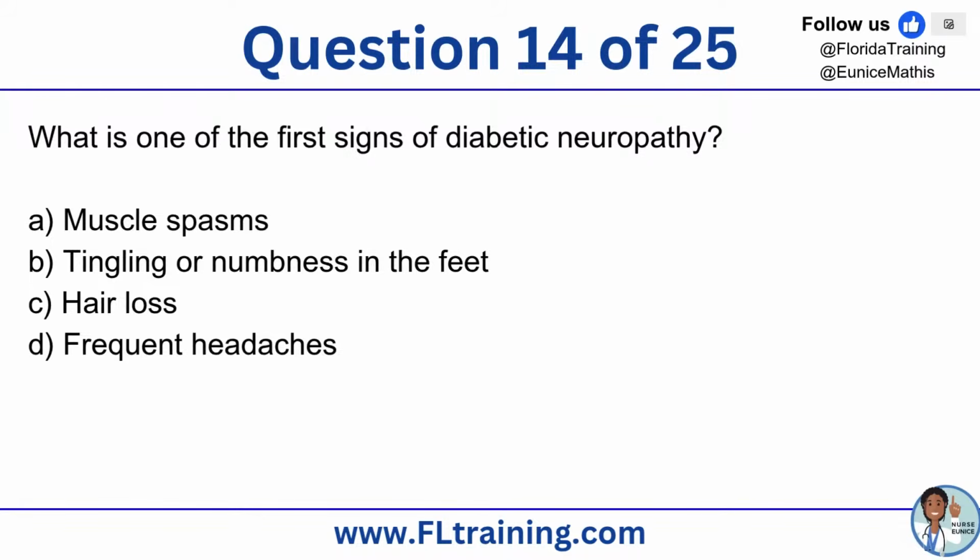Question 14. What is one of the first signs of diabetic neuropathy? Is it A, muscle spasms, B, tingling or numbness in the feet, C, hair loss, or D, frequent headaches?